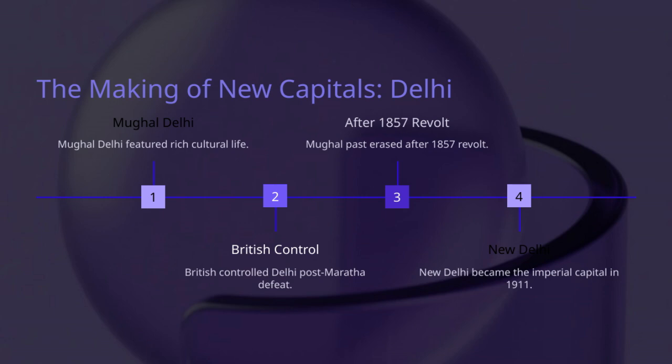However, after the revolt of 1857, the Mughal influence was largely erased, and the British took control of Delhi following their victory over the Marathas. This transition from Mughal to British control represents a pivotal moment, illustrating how Delhi's political and cultural landscape was reshaped during this period. The creation of New Delhi was not just about building a new city. It was about symbolizing British authority and marking a new chapter in Delhi's long history.